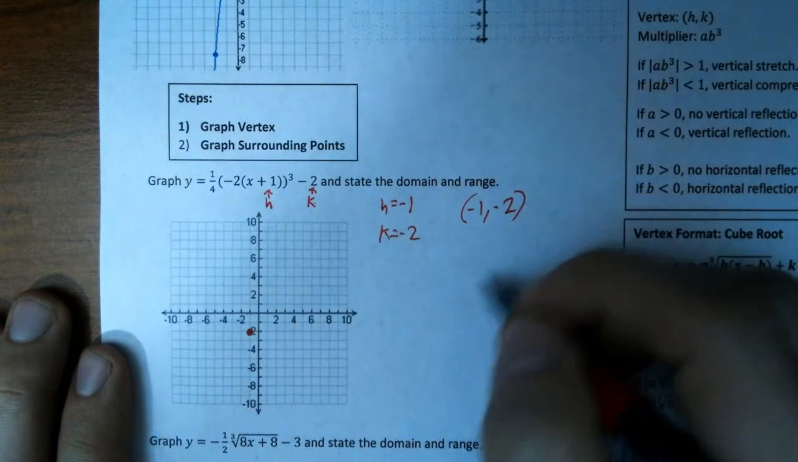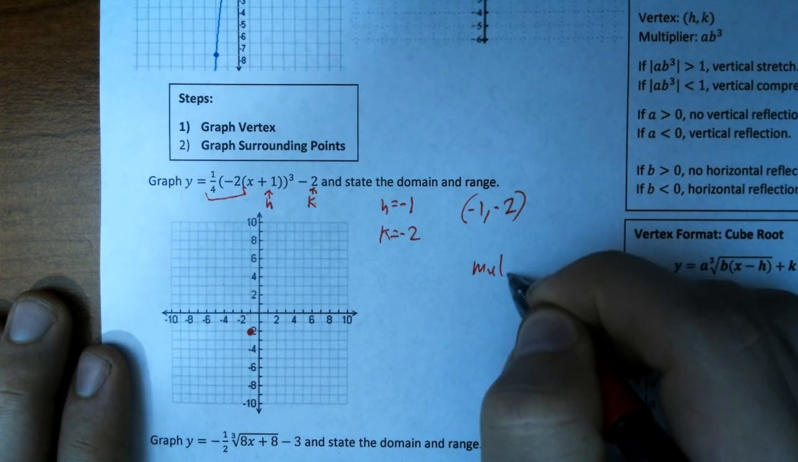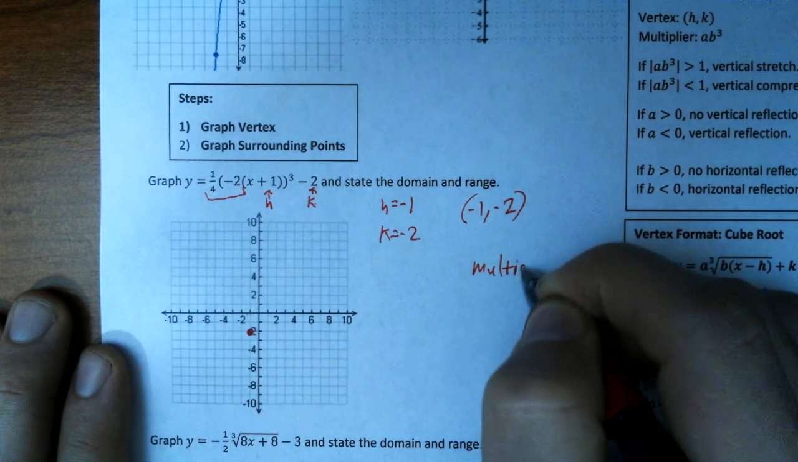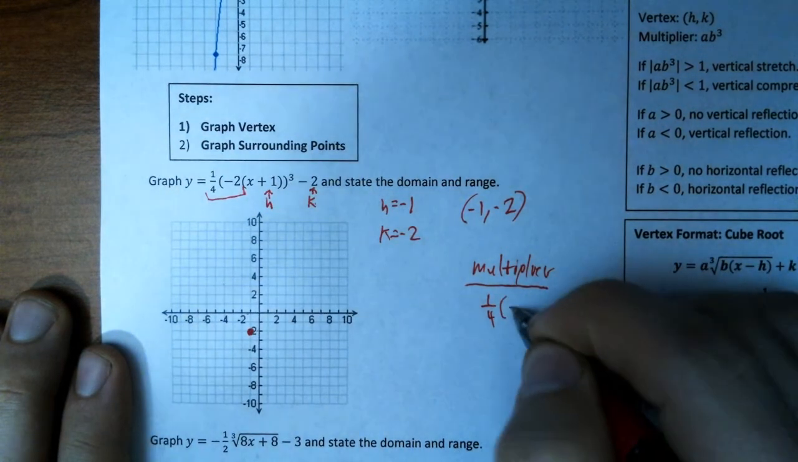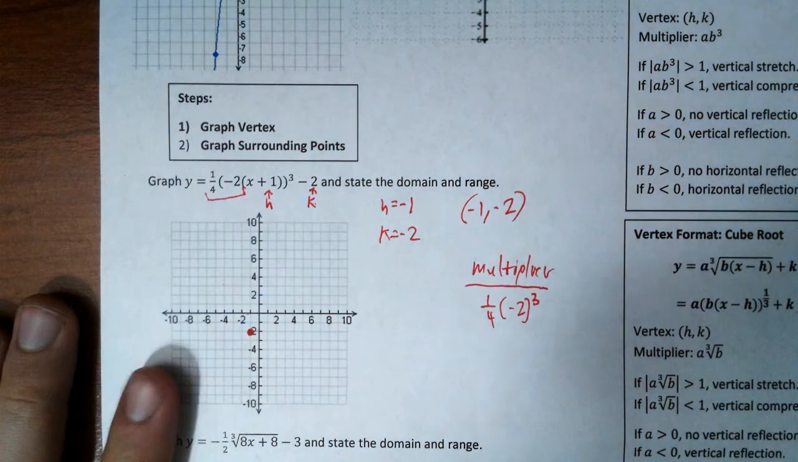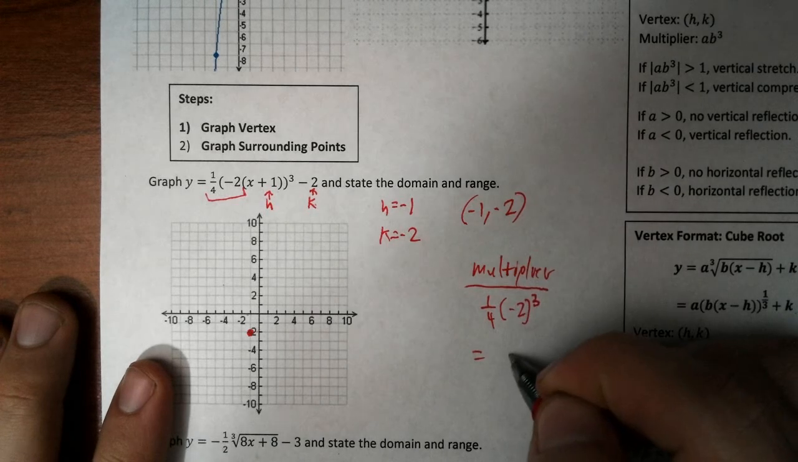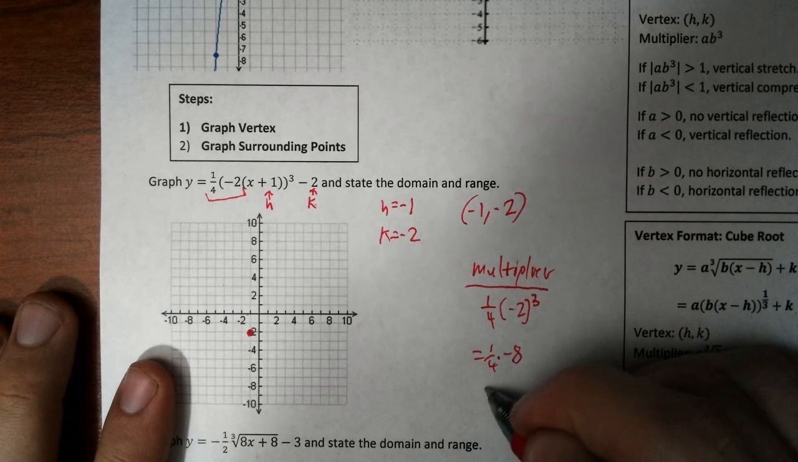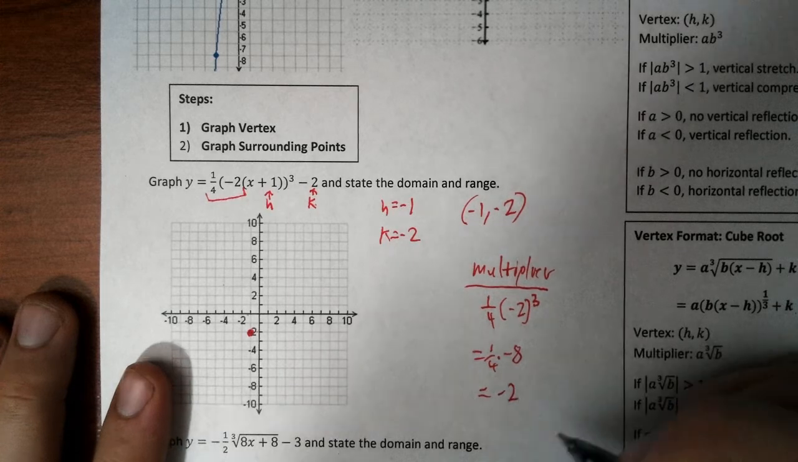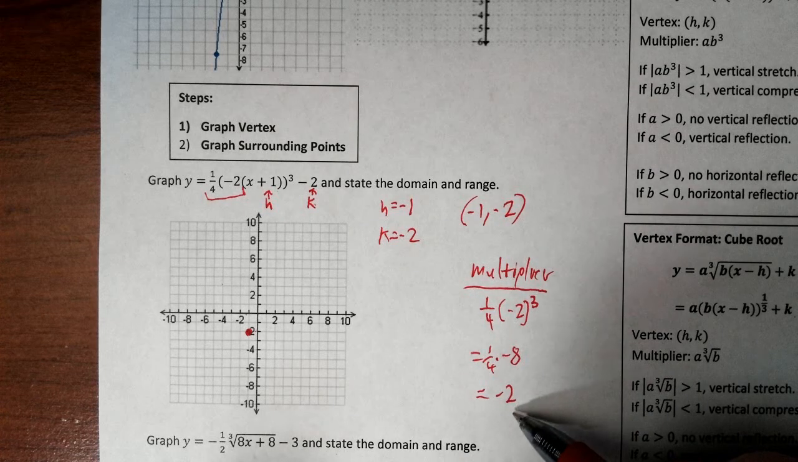All right, so what are our multipliers? Well, we have a multiplier which is going to be 1/4 and -2, but don't forget -2 has a power of 3 to it. So really our multiplier here is going to be -2 to the power of 3, which will be -8, times 1/4, and 1/4 times -8, that's just like -8 divided by 4, which is going to be -2. Okay, so that's our multiplier. Now let's go ahead and use this to plot the surrounding points. So this means our absolute value of this is going to be 2.